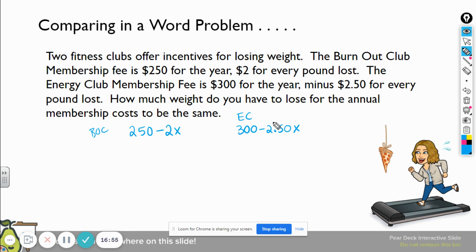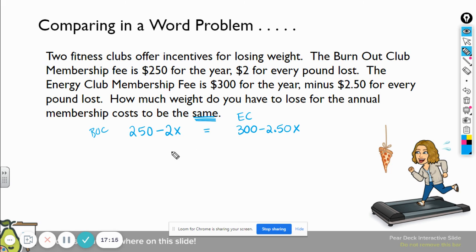How much weight? So we've got these 2 scenarios. How do they relate to each other? How much weight, how many X's, right? What is the X value? Do you have to lose for the annual membership cost to be the same? Same should mean to you equal.